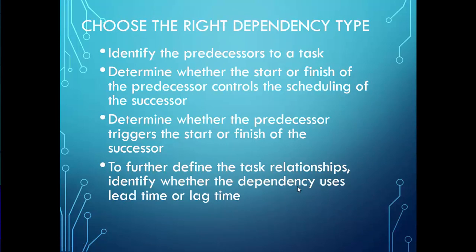We need also to choose the proper dependencies for the different activities. So we need to identify the predecessors to the task. We need to determine whether the start or finish of the predecessor controls the scheduling of the successor. Does it affect the task after that, or it doesn't? If it doesn't, then what do we need to do to start the second task, and so on. We need to determine whether the predecessor triggers the start or finish of the successor. We need to further define the task relationships, identify whether the dependency uses lead time or lag time.